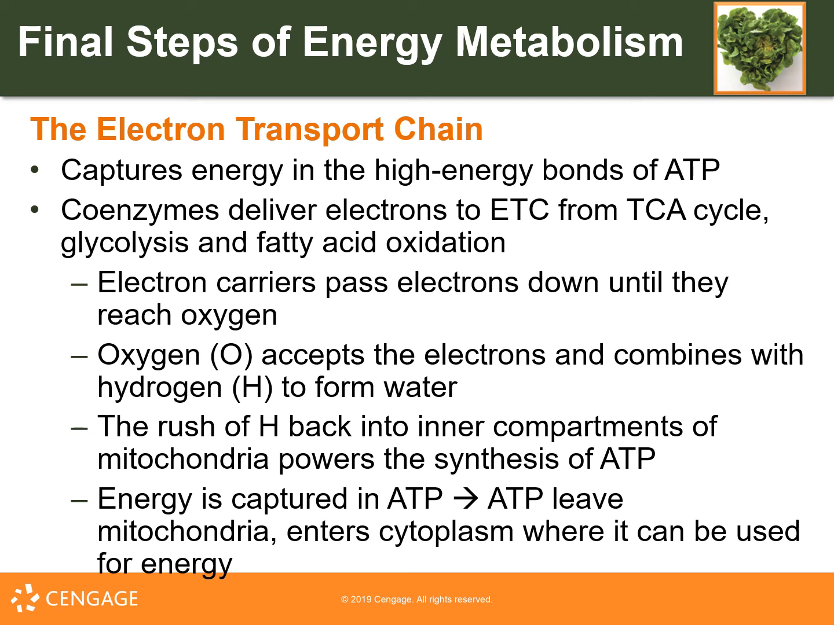Electron carriers pass electrons down until they reach oxygen. Oxygen accepts the electrons and combines with hydrogen to form water. Hydrogen ions flow downhill from an area of higher concentration to lower concentration, which helps power the synthesis of ATP. The rush of hydrogens back into the inner compartments of mitochondria powers the synthesis of ATP. Energy is captured in ATP. ATP leaves the mitochondria, enters cytoplasm, where it can be used for energy.